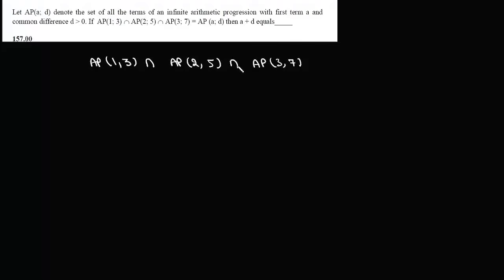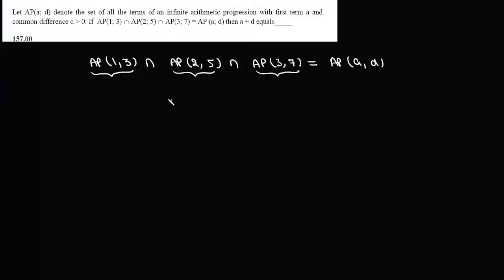Basically we need to find terms which are common to the 3 APs. So terms which are common to all the 3 arithmetic progressions, and we already know that terms which are common to APs will also form an AP, and in this case we need to find the value of A and D, where A is the first common term and D is their common difference.